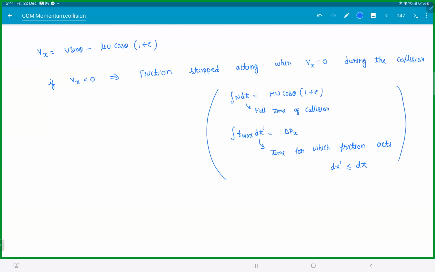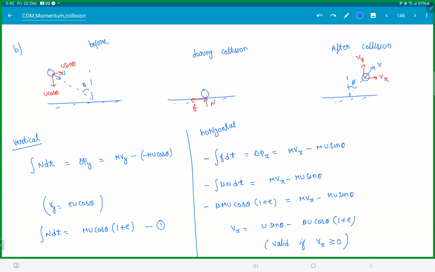You're getting the logic there? There is a possibility that during the collision, friction is so strong it made Vx 0. If Vx becomes 0, then there's no need for friction to act. That means you cannot write this thing as F into dt, because friction is not there after dt dash. So if Vx is 0, that means what? Therefore, the body's Vx is 0.